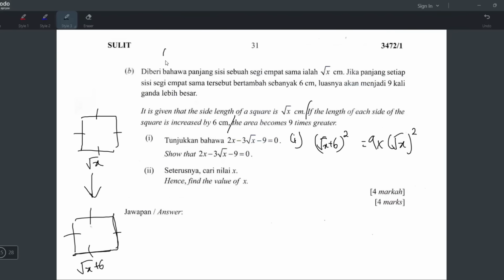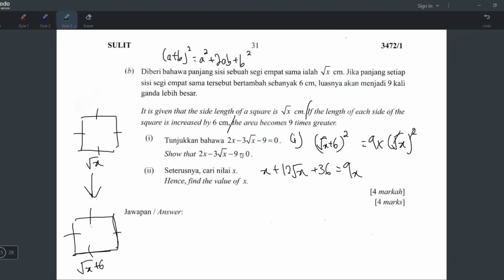Okay, the correct way to expand is like this. When you have a plus b square, you expand, you get a square plus 2ab plus b square. So your a now is square root x. So when you square, you end with x plus 2 times ab. So your ab is square root x times 6. So 6 square root x times 2 is 12 square root x, like that. And then the next thing is the b square, which is 6 square, 36. So this is the correct way to expand. And then 9 times the square root x square, you are just left with x, because the square root and square can cancel. So it becomes 9x. Okay, but you want your answer to look like this, equals 0, right?